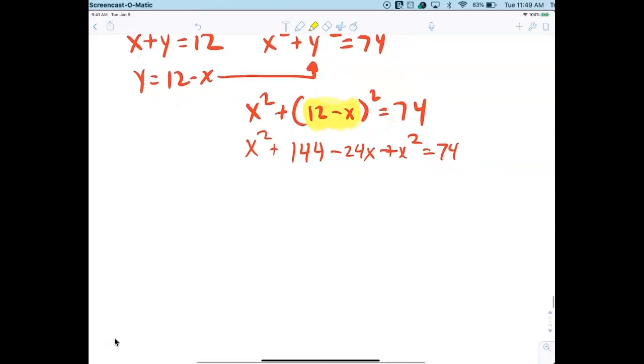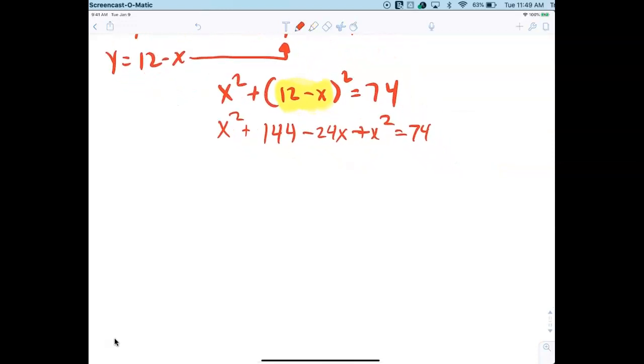Now is this quadratic? So it's got to be set equal to 0. Wait a minute. How many x squared? X squared plus x squared has nothing to do with x to the 4th. X squared plus x squared is 2x squared. Good. 2x squared minus 24x.